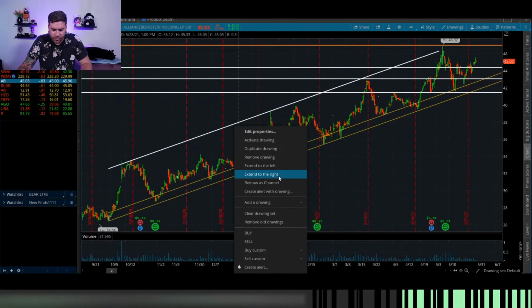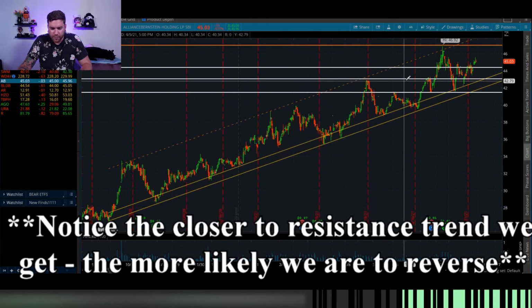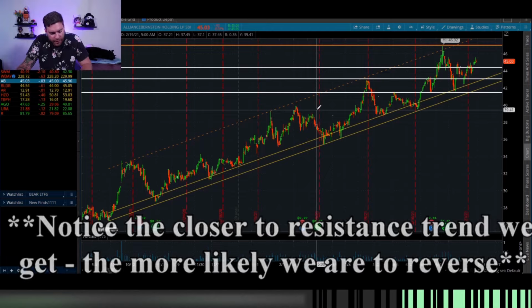We'll extend it right as always. Right? It looks really good. I'll make it orange as always, just like my resistance is. Make a dotted line. And here we go. With AB now, you have two options.